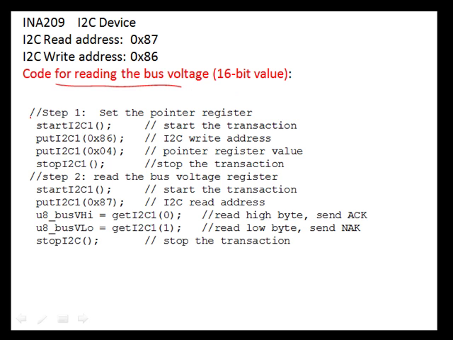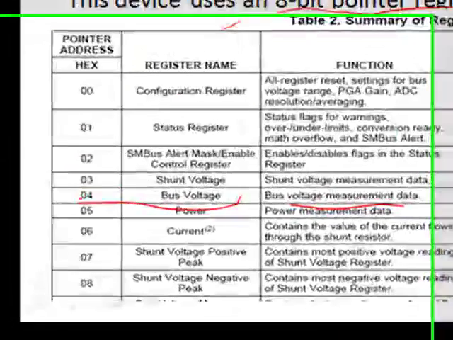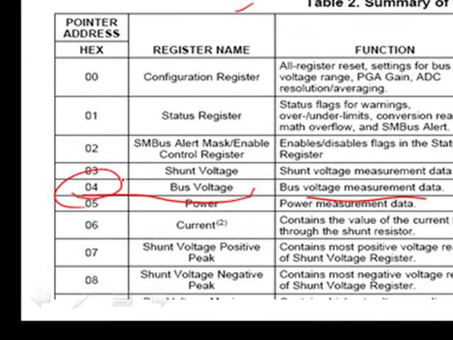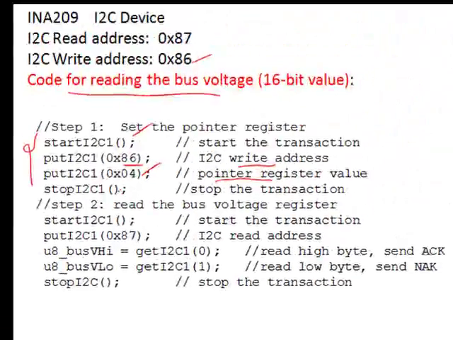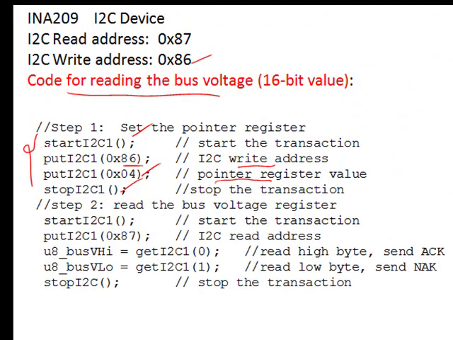First thing we've got to do is set the pointer register just like we did with the previous device. So we do a start I2C. This is a write transaction, so we'll send an 86. That's our I2C write address. We now need to set the pointer register. For the bus voltage register, the pointer register value is a 4. So we're going to set a 4. We then do a stop. We've now completed this write transaction.